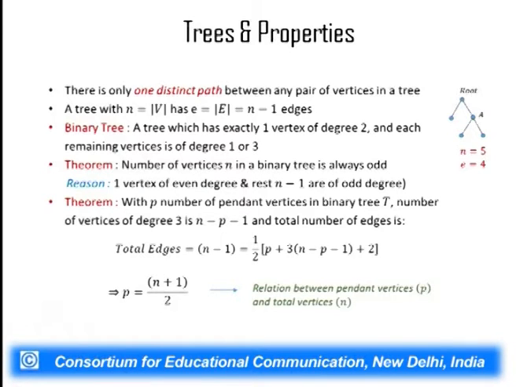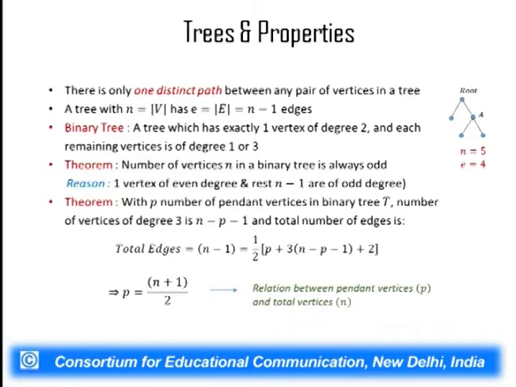And the next theorem is with p number of pendant vertices. Pendant vertices means the vertices having degree 1. So if you have p pendant vertices in a binary tree, then the number of vertices of degree 3 is given by this formula: n minus p minus 1.